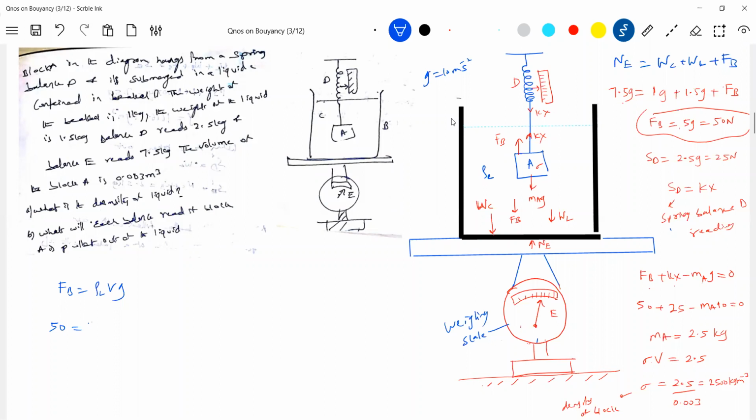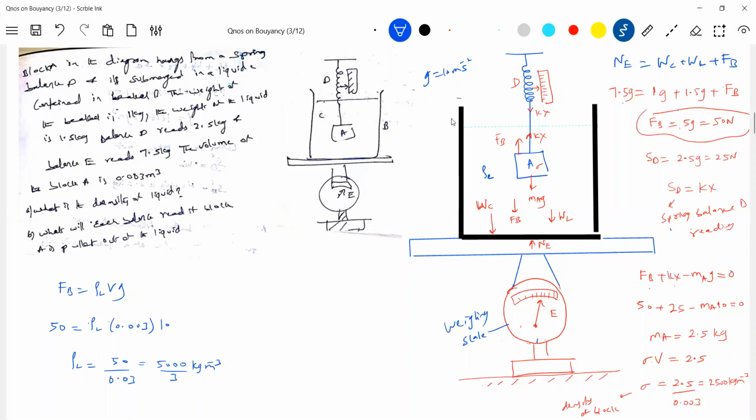Okay, now the density of the liquid, we can calculate. The volume we know, 0.003 into 10. 50 by 0.03. 5,000 by 3 kg per cubic meter. This is the density of the liquid.